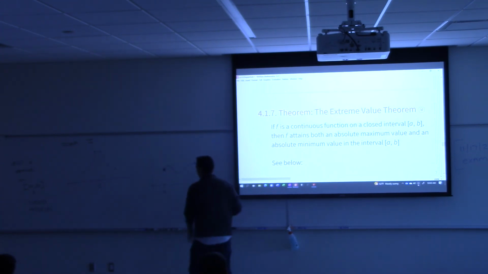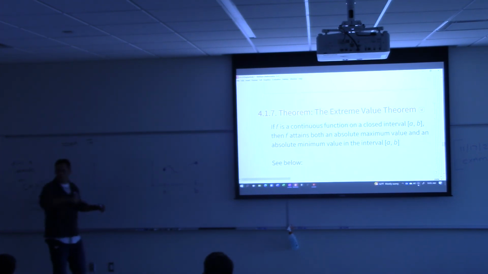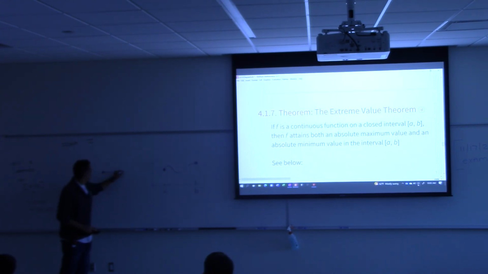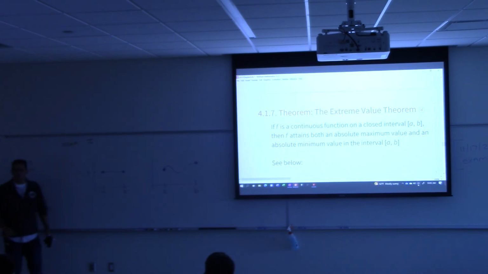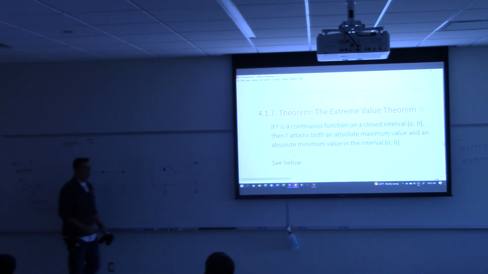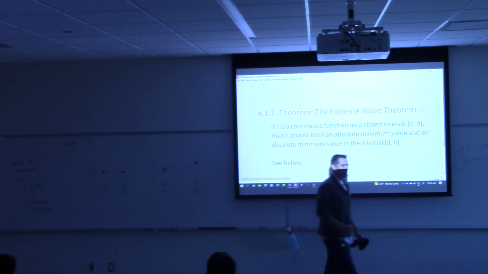Yes? What if it's a straight line? Ah, good. What if it's a straight line? You mean horizontal, right? Because a vertical line wouldn't be a function. Let's just say that this is 5 here. What is the absolute maximum value? 5. Good. What's the absolute minimum value? 5.